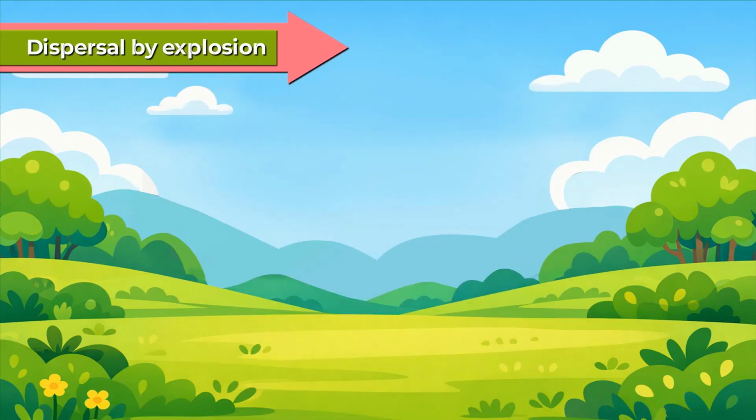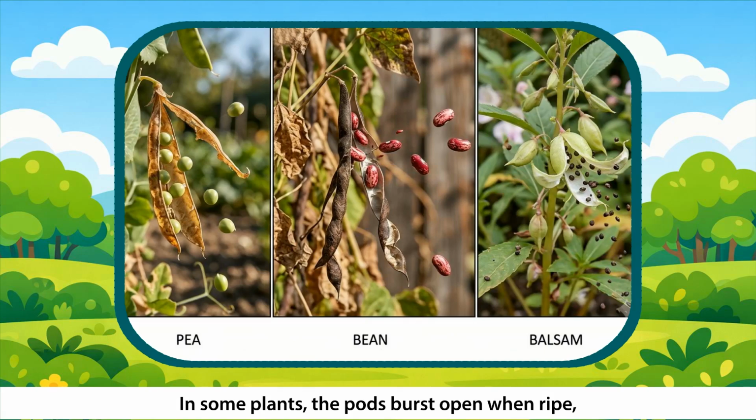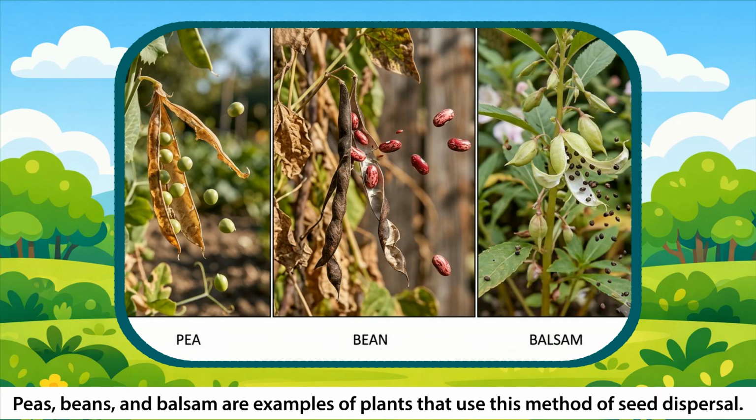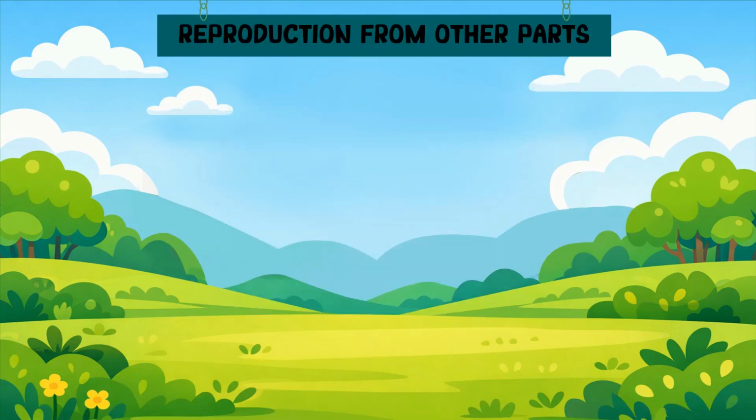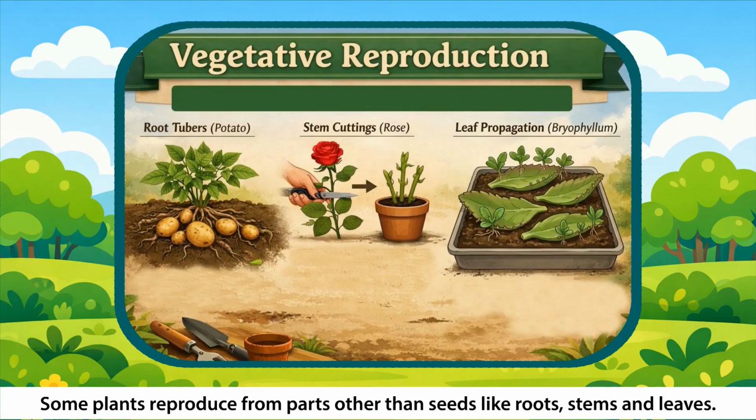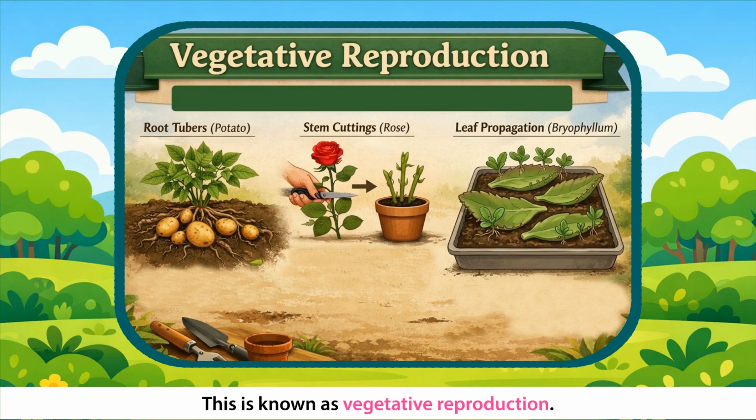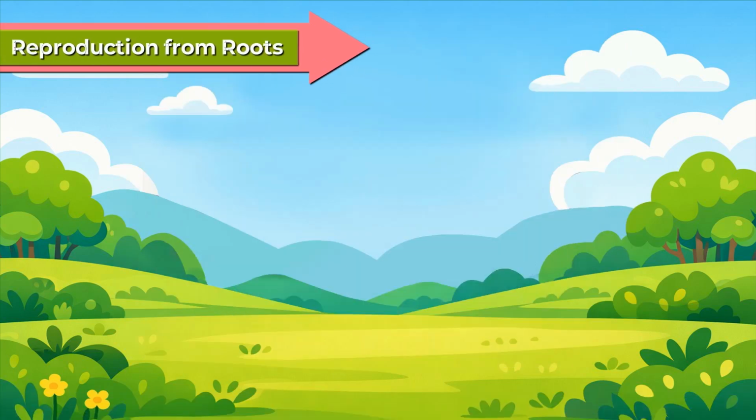Dispersal by explosion. In some plants, the pods burst open when ripe and the seeds are thrown far away from the parent plants. Peas, beans and balsam are examples of plants that use this method of seed dispersal. Reproduction from other parts. Some plants reproduce from parts other than seeds like roots, stems and leaves. This is known as vegetative reproduction.